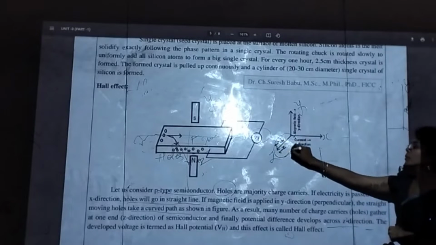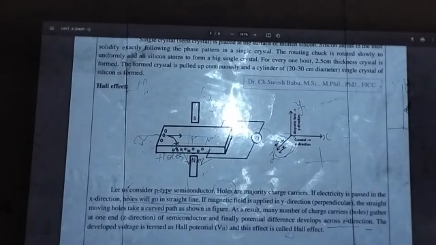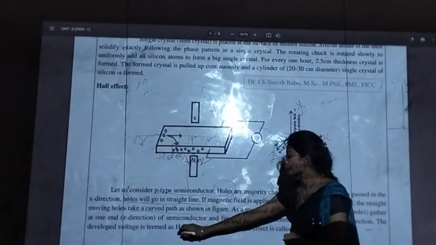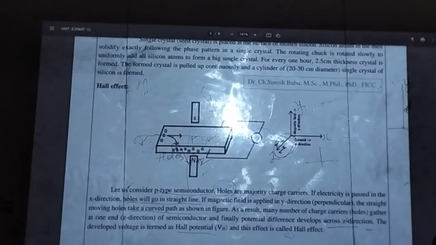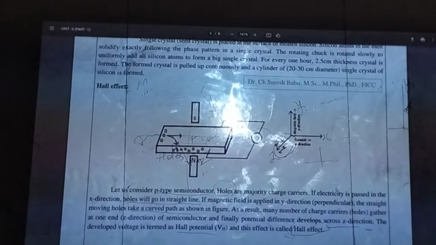So here what is developing? Potential difference. Can you see here? Potential difference is developed across the Z direction. Next, the developed voltage is termed Hall potential or Hall voltage. Whatever potential is developed when you apply the external magnetic field, you call it Hall potential or Hall voltage. And this effect is known as the Hall effect. Easy? Understood? Yes? Now move on.